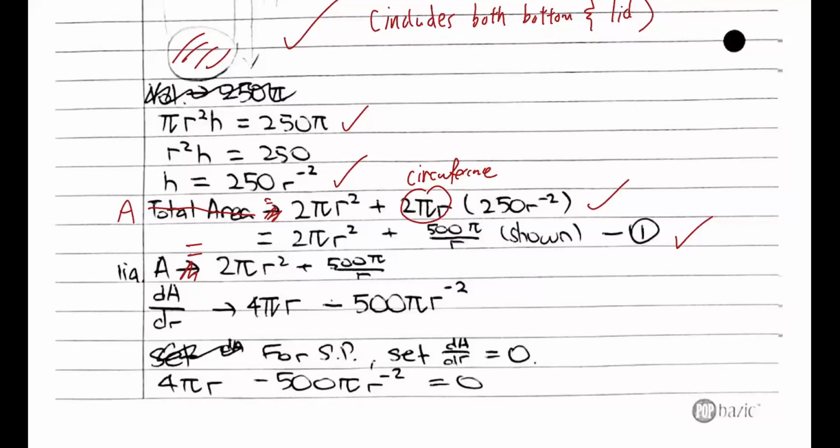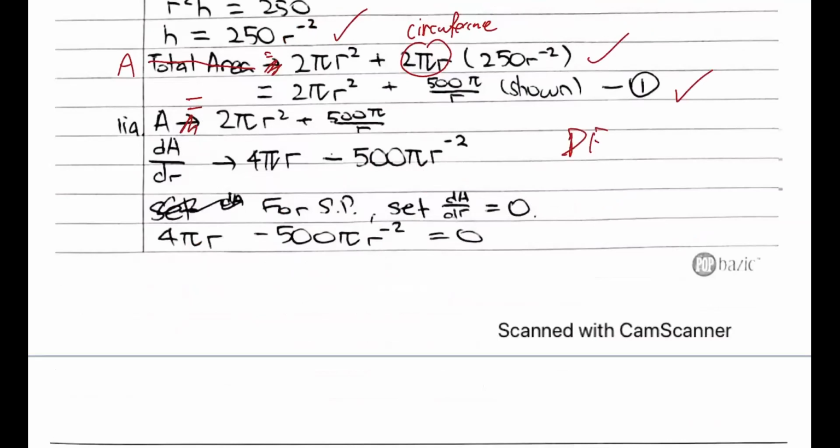Part 2, find the dimensions of the can if the cost of the material used is to be the least. If you want to use the least amount of area, then we have the formula for A in terms of r, so we find dA by dr. That's exactly what you did. Differentiate with respect to r, you get 4 pi r minus 500 pi. -1 bring down, you get a minus here and then -2.